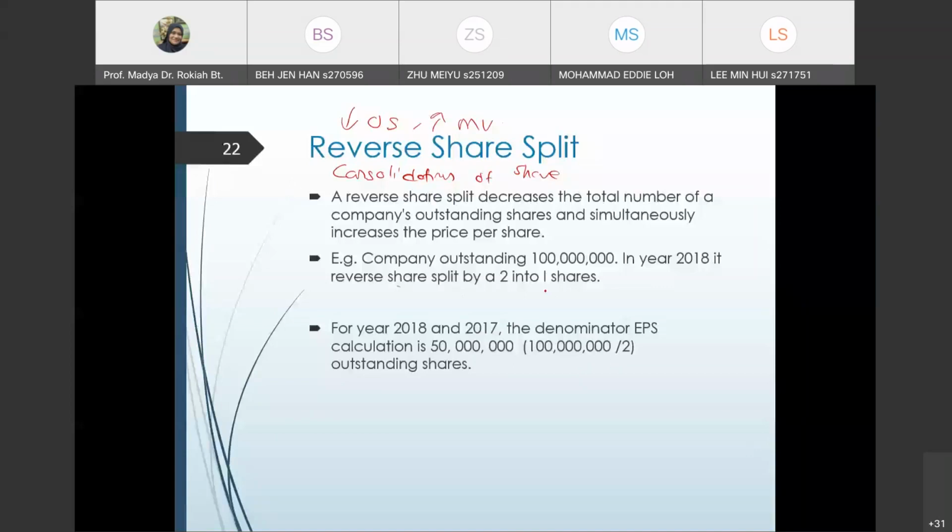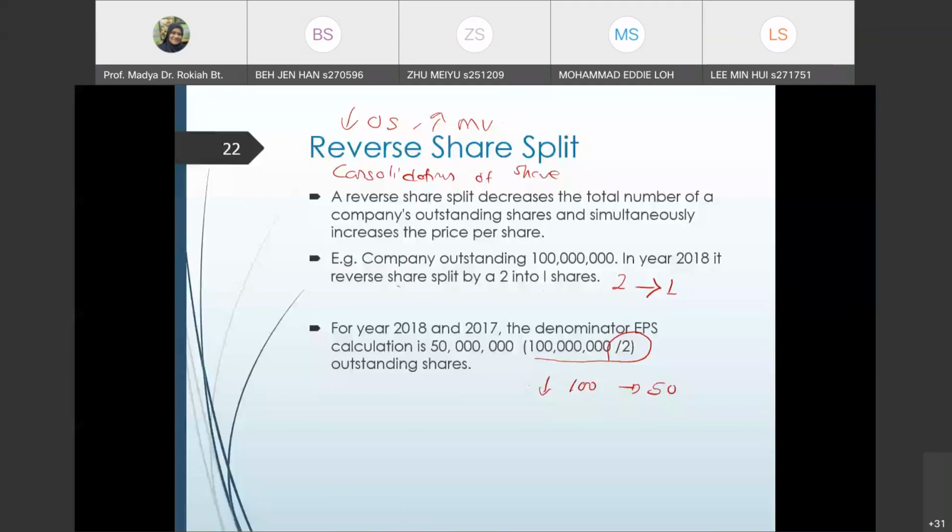Okay, 2 become 1. So for the year 2018 and the year 2017, the denominator of EPS here becomes 50, which is 100 divided by 2. They're going to have 50,000. So if you look at here, the number of shares is going to be reduced, from 100 now becoming 50 only. So the number of shares has been reduced. A share split increases the number of shares and reduces the market value. But the reverse, a consolidation of shares, is going to reduce the number of shares and increase the market value. Okay. So this is what you have here.